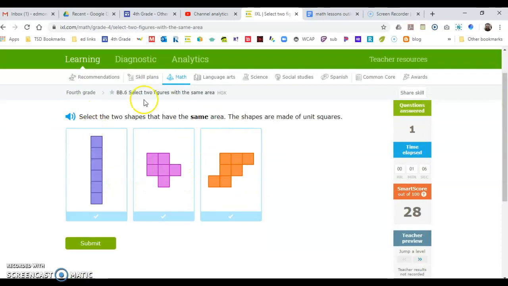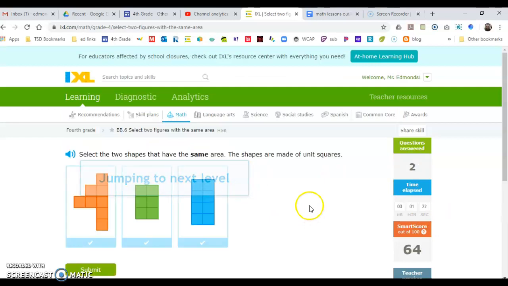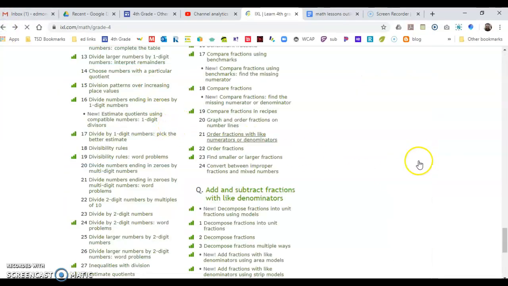Okay, so we're finding area. This first level is just counting the squares to find the area. This is a 6, 1, 2, 3, 4, 5, 6, 7. So those 2 shapes have the same area. Okay, and it's pretty much the same thing all the way through, find the same area. Okay, so that's BB6.